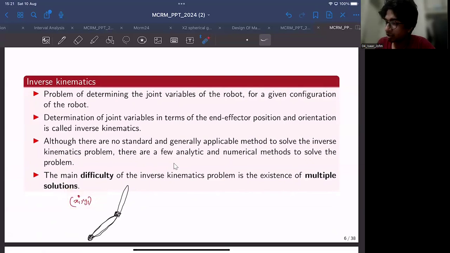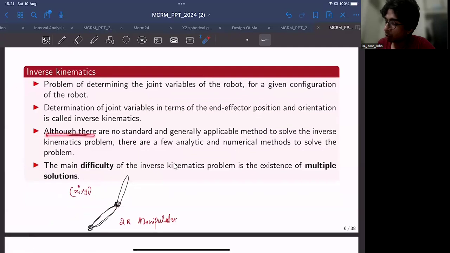Because in the case of a 2R manipulator, it only has 2 degrees of freedom, and it can only realize positions in a 2D space. It cannot reach any arbitrary orientation with respect to the 2D space. So in this specific example, we are only dealing with position, not the orientation. But in any general case, the determination of the joint variables in terms of end effector position and orientation is called the inverse kinematics.